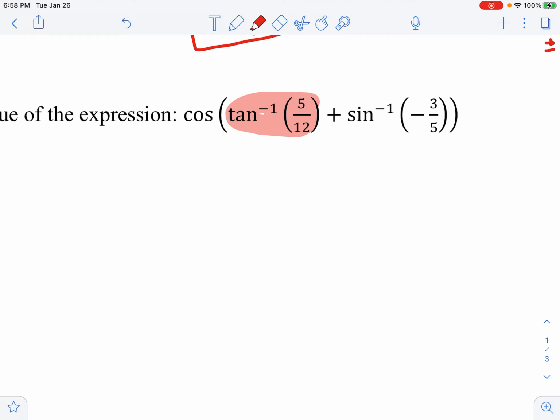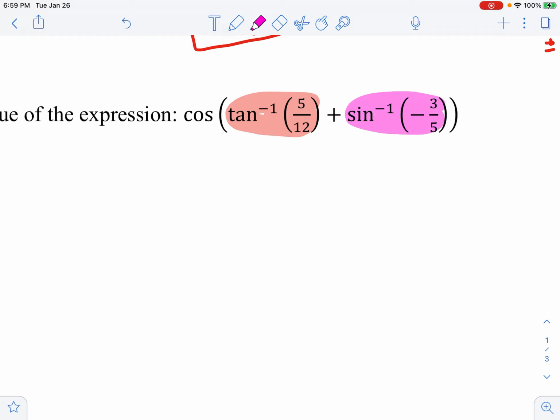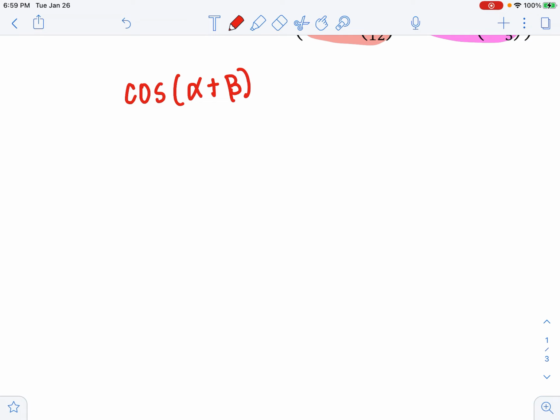If I ask you, when you use inverse, what are you finding? The answer is an angle. Same thing here: sine inverse is another angle. So it's two different angles, and I want to label them with two different angle names, like alpha and beta. So what you have to realize is that this is the cosine of alpha plus beta. Now use your cosine sum formula. Remember, cosine goes cosine, cosine. Change the sign, sine, sine.